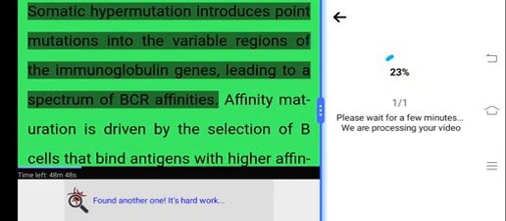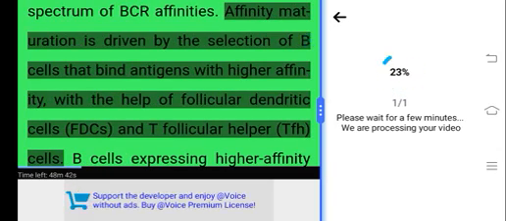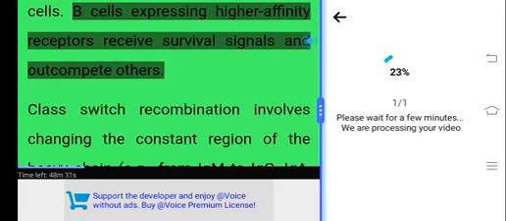Somatic hypermutation introduces point mutations into the variable regions of the immunoglobulin genes, leading to a spectrum of BCR affinities. Affinity maturation is driven by the selection of B cells that bind antigens with higher affinity, with the help of follicular dendritic cells (FDCs) and T follicular helper (TFH) cells. B cells expressing higher affinity receptors receive survival signals and outcompete others.